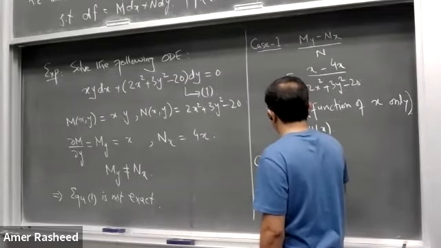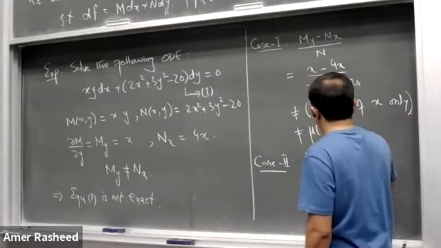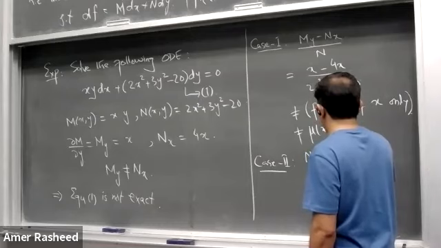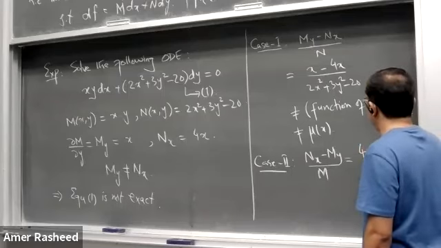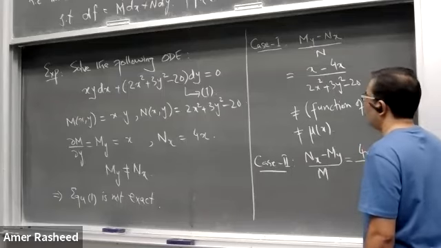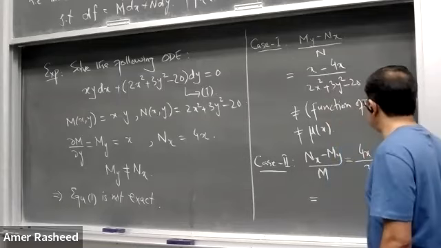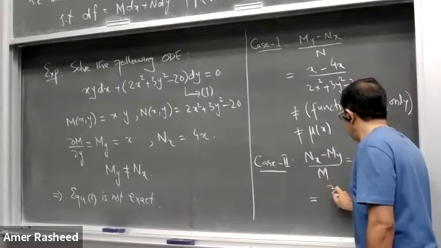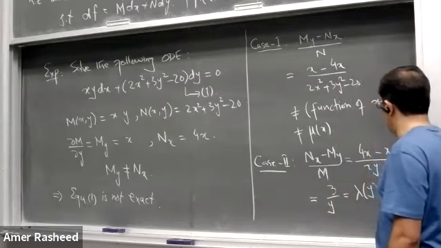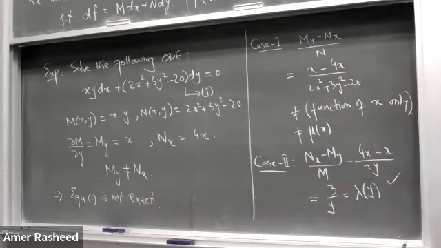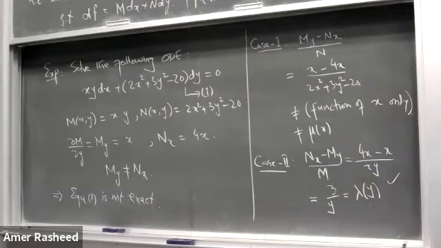Case two is N x minus M y divided by M. Now we compute this expression. N x is 4x, M y is x, divided by M, which is xy. Now this is 3x divided by xy, and we get 3 by y, which is a function of y only. That is true. We obtain a function of y only. So case two is possible.